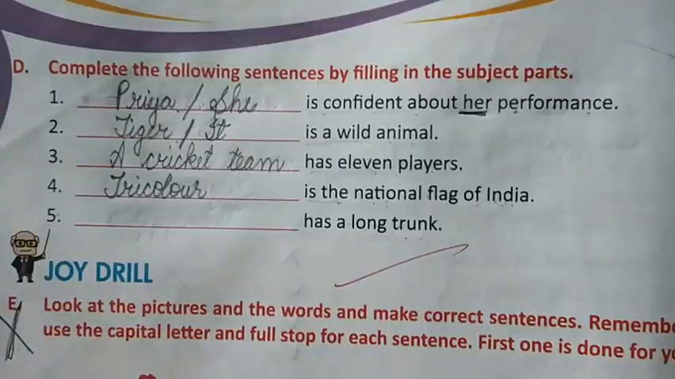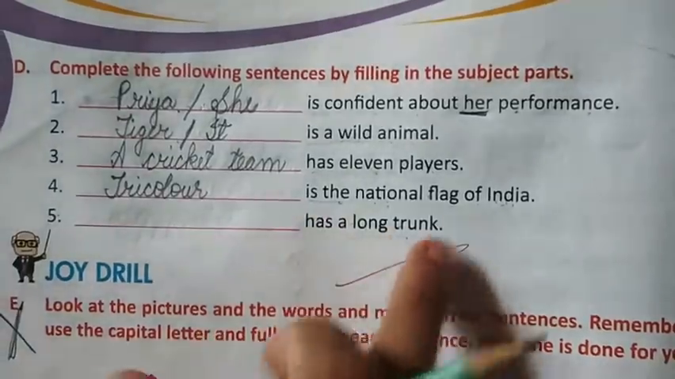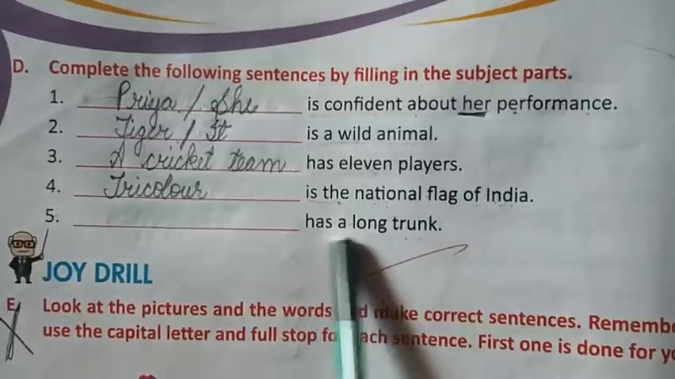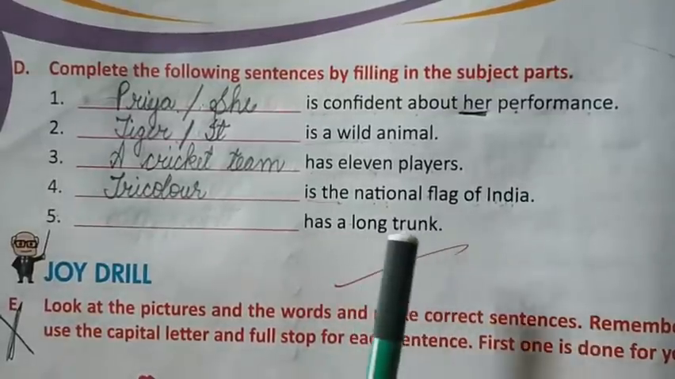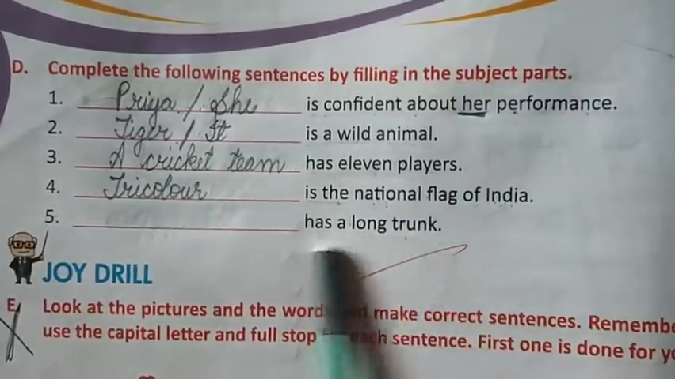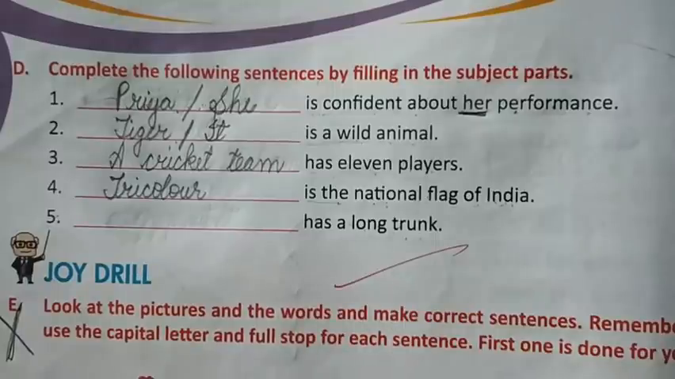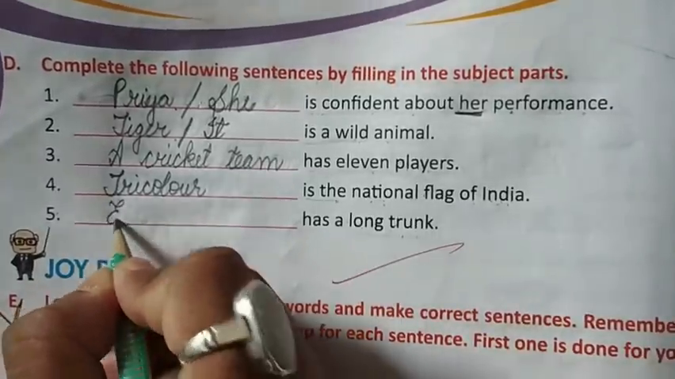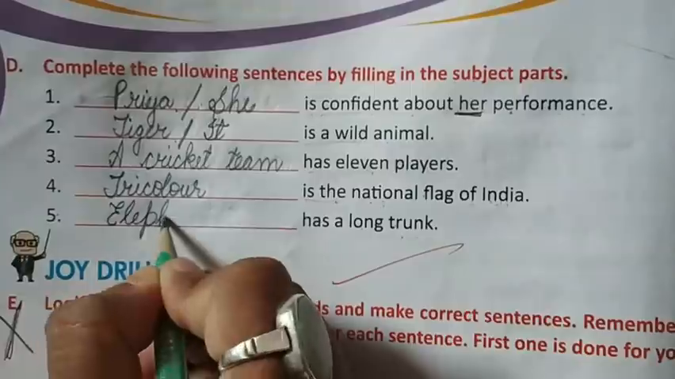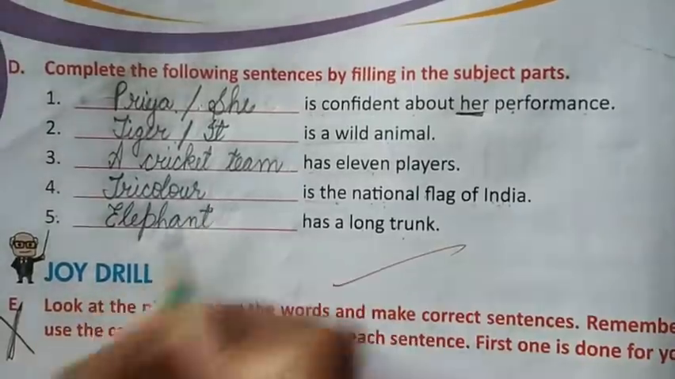Now the fifth one and the last one is "has a long trunk". Now you can see children, this predicate part is describing an animal which has a long trunk. So which animal has a long trunk? Elephant. Elephant has a long trunk.